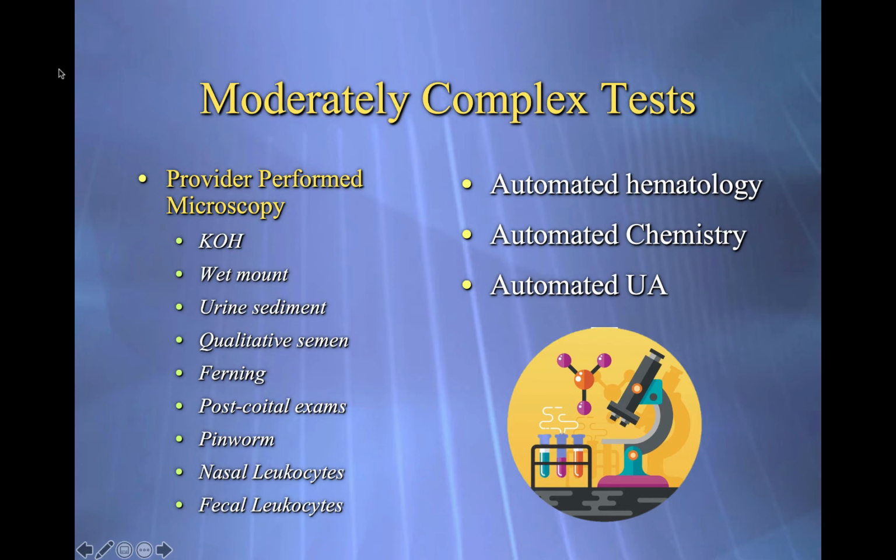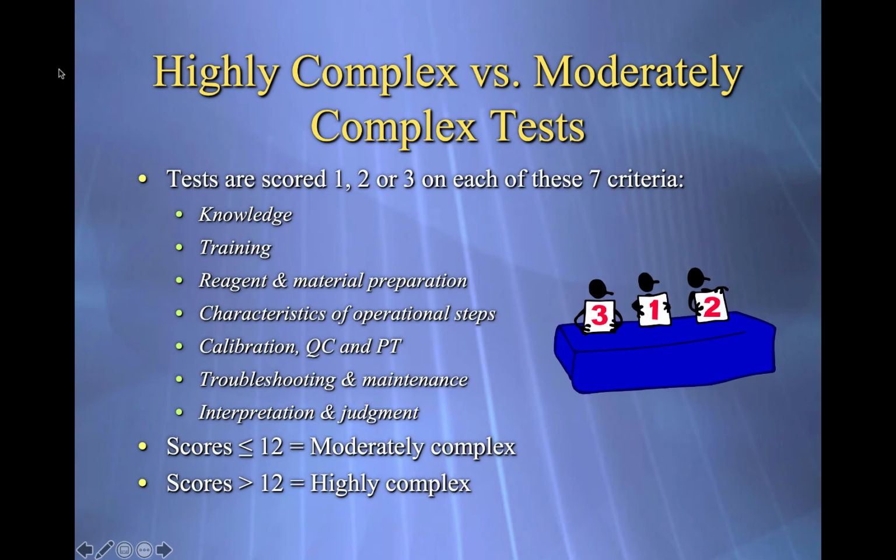The other big category of moderately complex tests are ones you're going to become very familiar with, and these are the highly automated hematology, chemistry, urinalysis, coagulation testing. Anything where the test is very automated, where you're taking the sample, spinning it, throwing it on the instrument with minimal interaction on each sample, and you get a result, those are probably going to be considered moderately complex tests. And you can go and look to see if your particular test is on that FDA website and it is moderate or high complexity.